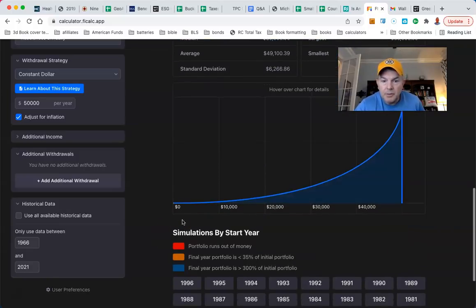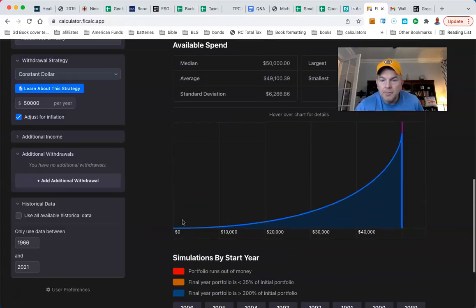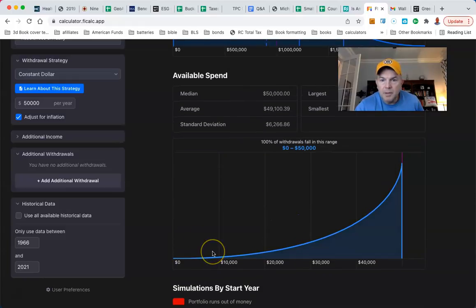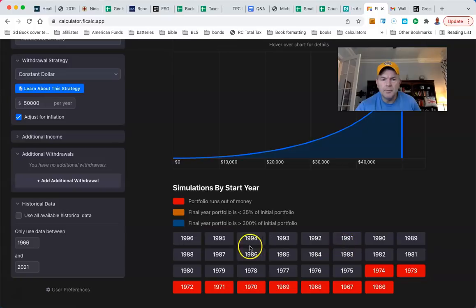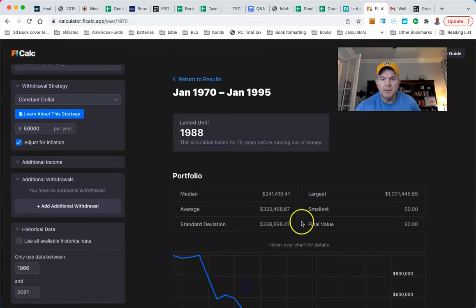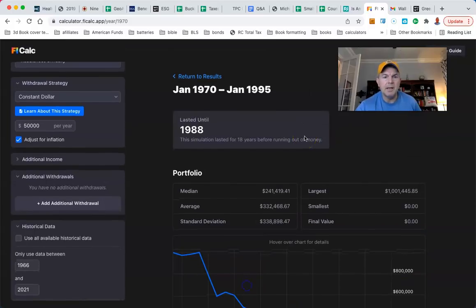100% of withdrawals fall in this range between 0 and 50,000 bucks. And look, let's just start when I was born. We got 1970 right there. We ran out of money in 1988. All right.